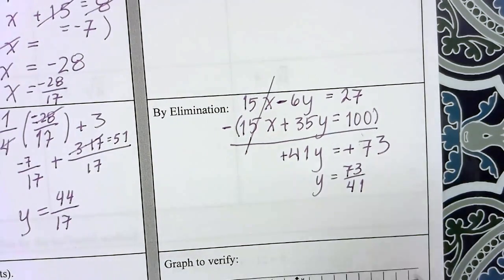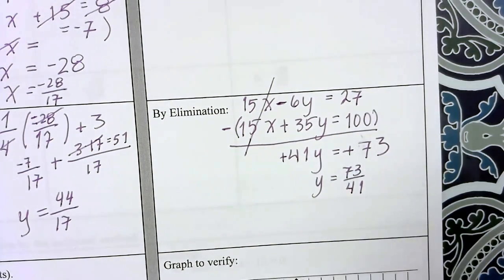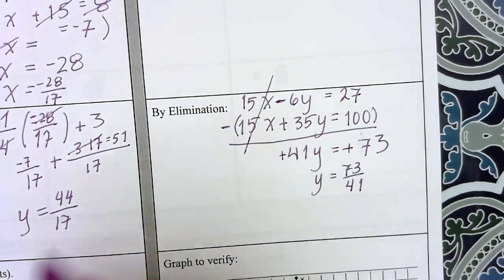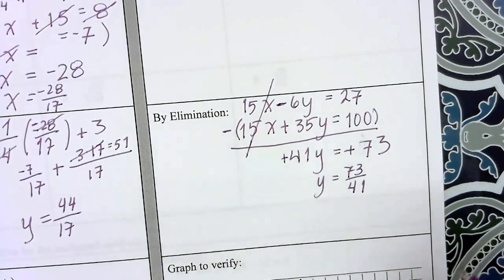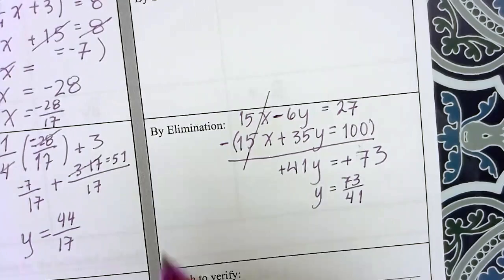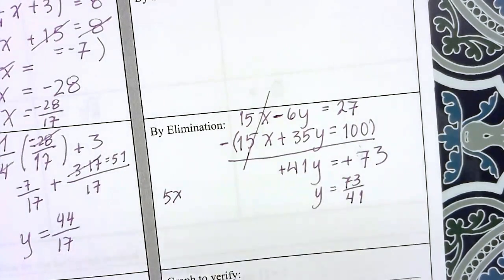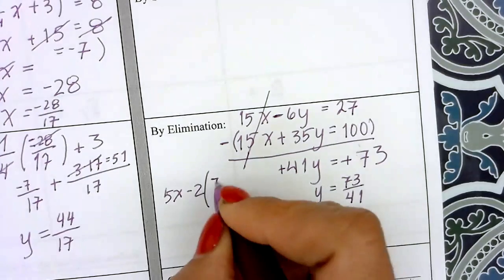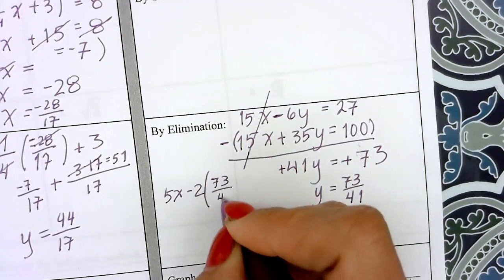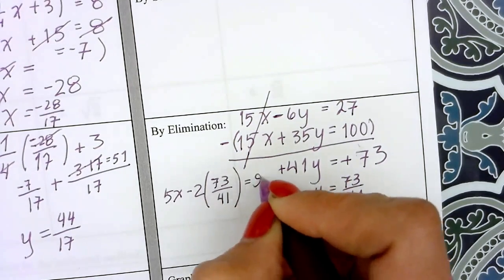And to get the x back, we are going to go ahead and fill that in. Sometimes numbers are annoying, but it is what it is. That may reduce. I'm not really seeing anything. 41, I'm pretty sure is prime, so I don't think so. I'm going to use the top equation, 5x is minus 2 times 73 over 41 is 9.